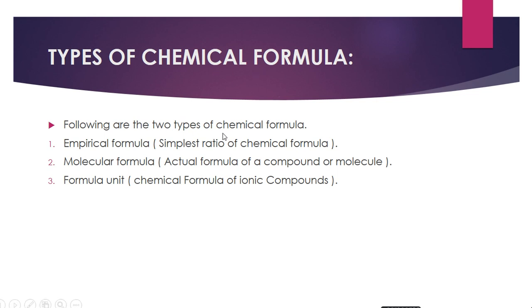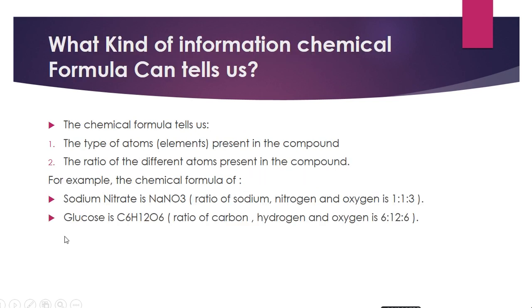Types of chemical formula. Following are the two types of chemical formula. Mainly two types, empirical formula and molecular formula, but for ionic compounds the name formula unit is used instead of molecular formula or chemical formula. So the first one, empirical formula, the simplest ratio of chemical formula. For example, the ratio of carbon, hydrogen and oxygen in glucose is 6:12:6.